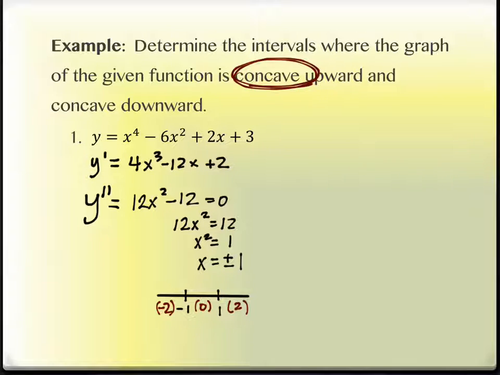Where will we plug those test points in? The second derivative. I'm going to box mine in. We're going to plug them into this. Right? We're always plugging them back into the derivative we just found. So if I put in the -2, what will I get? Okay, is it positive or negative? Positive. And then what happens when I plug in 0? I get a negative, and when I plug in 2, a positive.